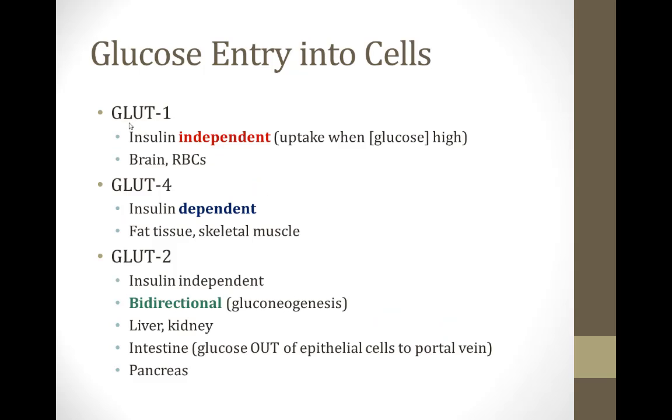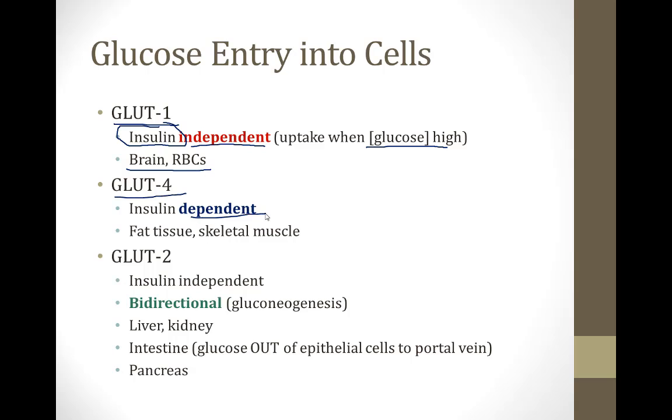Finally, let me finish by mentioning a few specifics about some of the GLUT transporters. Remember, these are the glucose transporters that do not require sodium co-transport. So GLUT1 is an insulin-independent transporter, so it will take up glucose when the glucose concentration is high, and it will take up less when the glucose concentration is low, but it's not influenced by the hormone insulin. And you can find this in the brain and in red blood cells. They basically take up glucose whenever they have the opportunity.